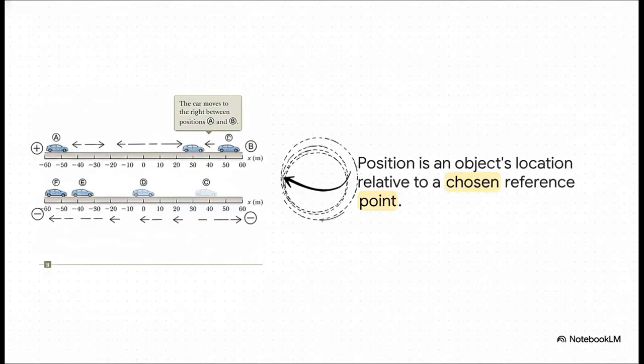Let's start with position. Sounds easy, it's just an object's location. But location relative to what? See, physics always needs a reference point, a starting line, what we call an origin. In this case, it's that 0-meter mark. So when the car is at point A, its position is plus 30 meters. But at point F, it's negative 53 meters. That little plus or minus sign is so important. It just tells us which side of our starting point we're on.